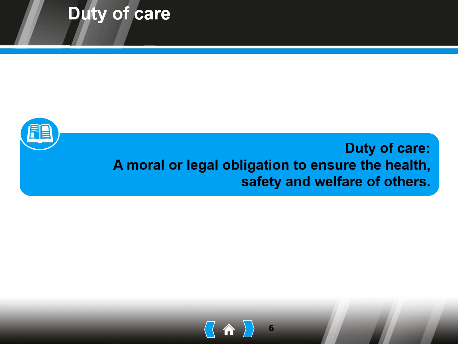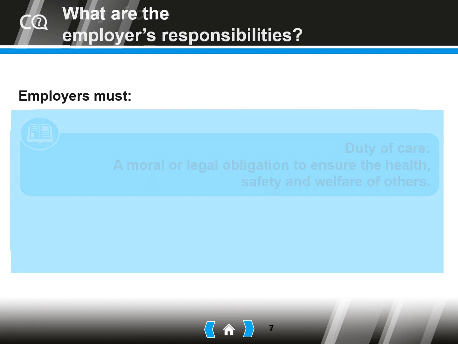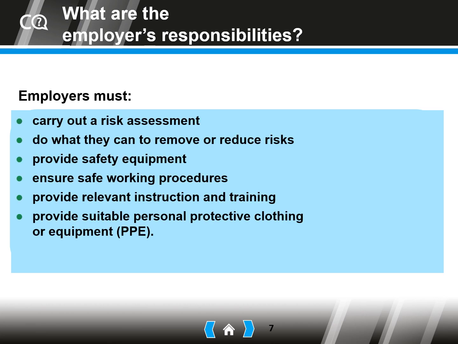A duty of care is a moral or legal obligation to ensure the health, safety, and welfare of others. Ourselves and others, isn't it? We're responsible for ourselves and other people. Employers must carry out risk assessments, do what they can to remove or reduce risks, provide safety equipment, ensure safe working practices, provide relevant instruction and training, and provide suitable personal protective clothing or equipment.